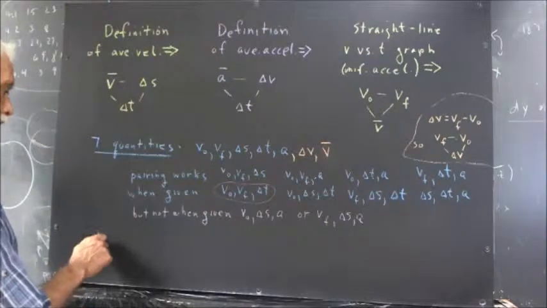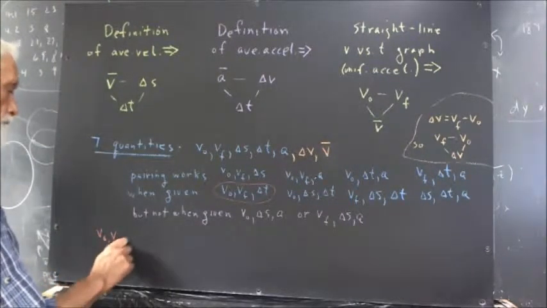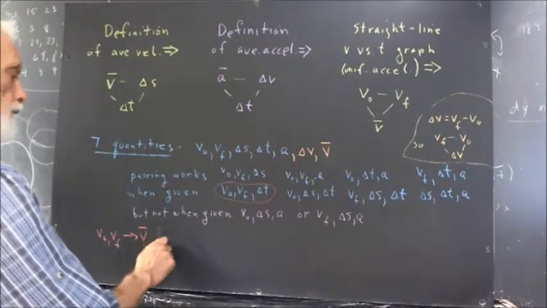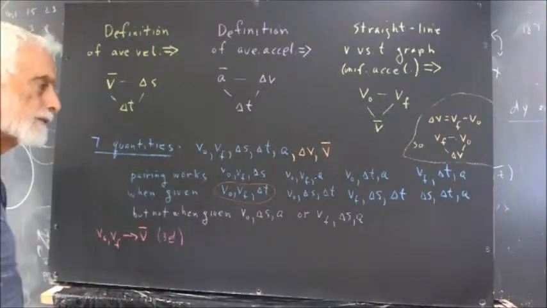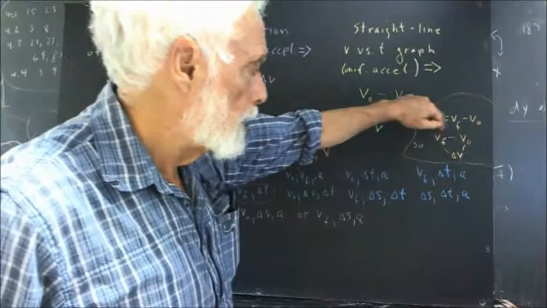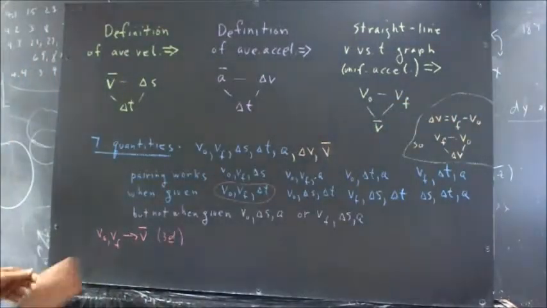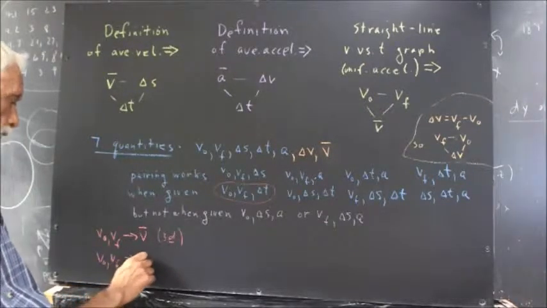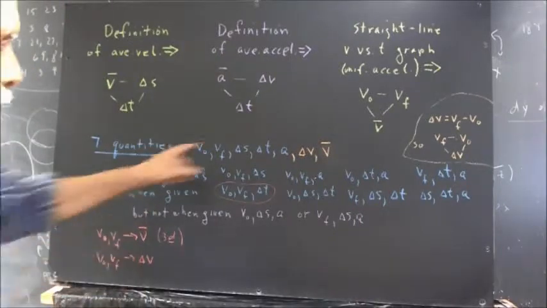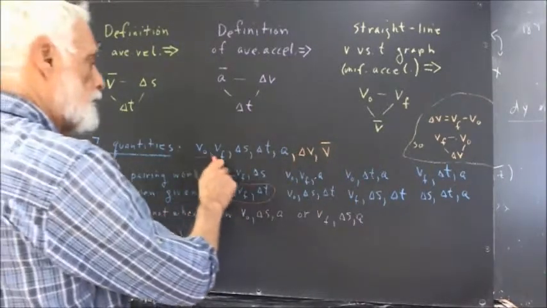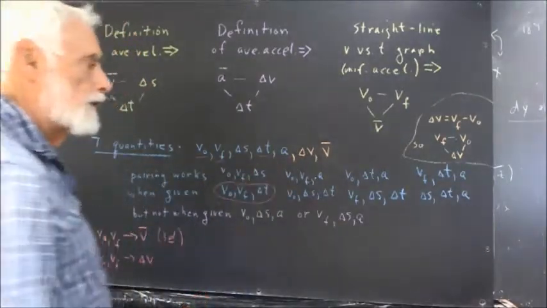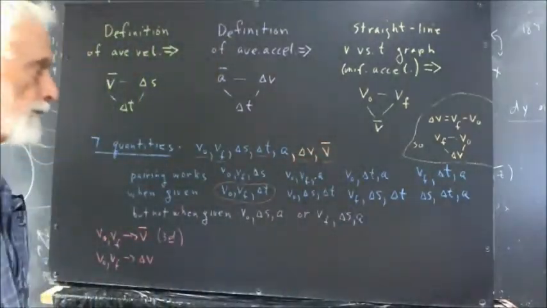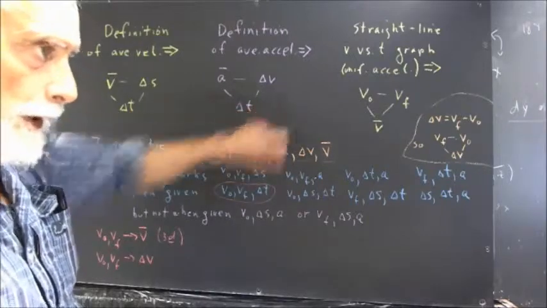But I'm just going to say, V naught and VF give us V bar. And that's our third triangle. Also, we have VF and V naught gives us delta V. So you see, if we look at this list, we know V naught, VF, and delta T, and we've just determined from only V naught and VF what delta V and V bar would have to be. And we're left only trying to find delta S and A.